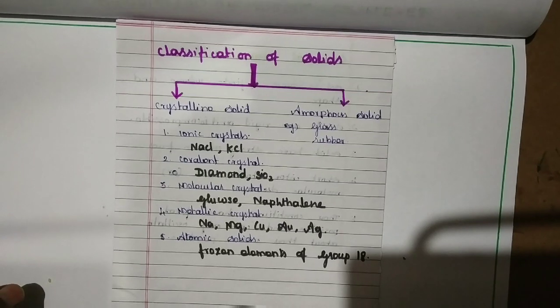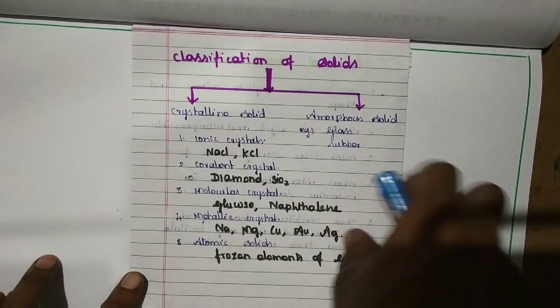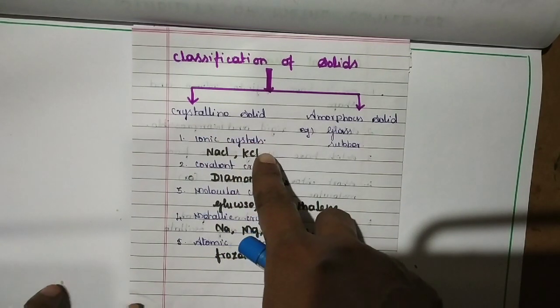Students, last class we learned about solids, the classification of solids, and the difference between crystalline and amorphous solids. Today we will discuss the classification of crystalline solids. Crystalline solids are classified into five different types.